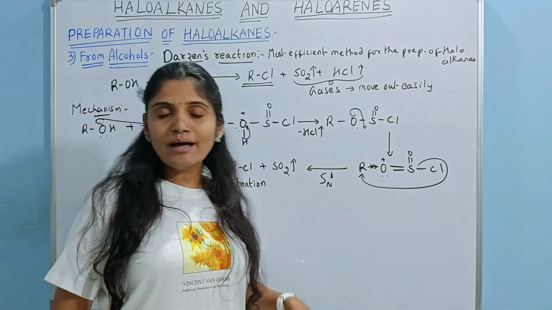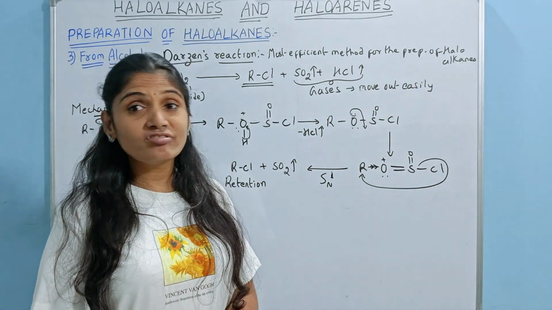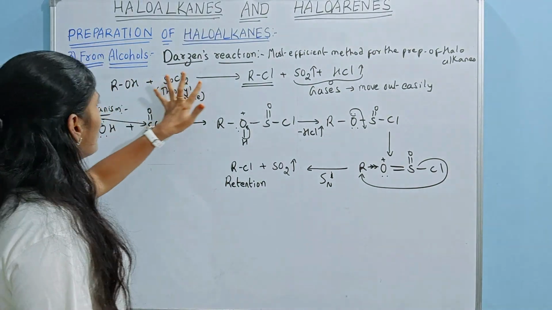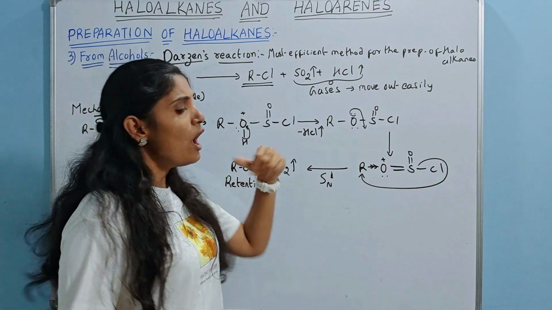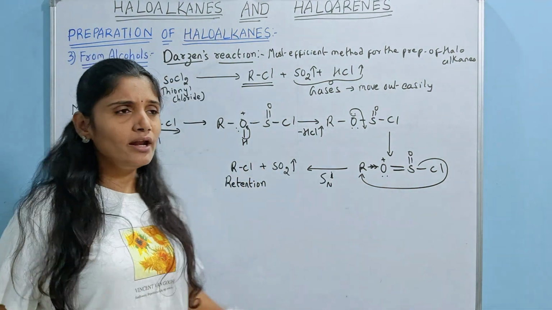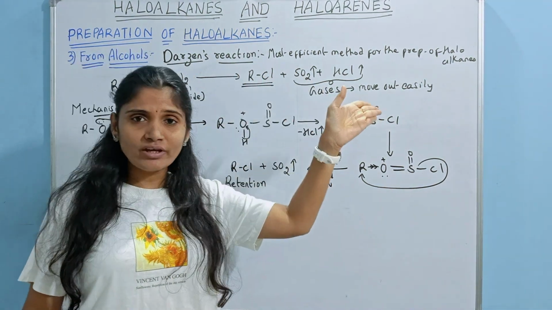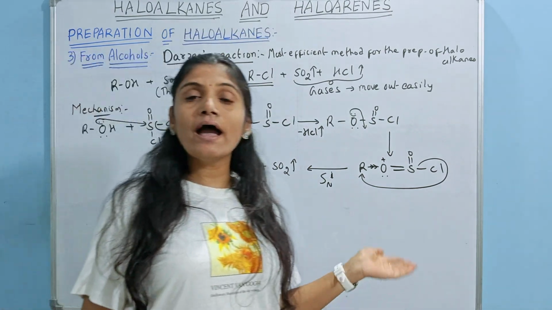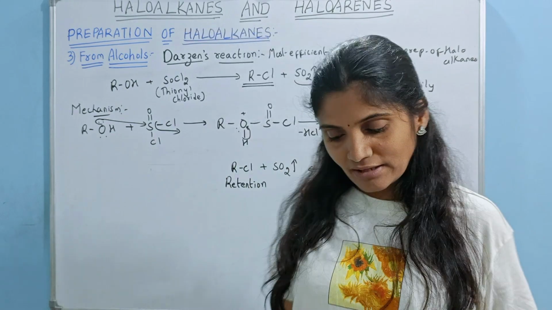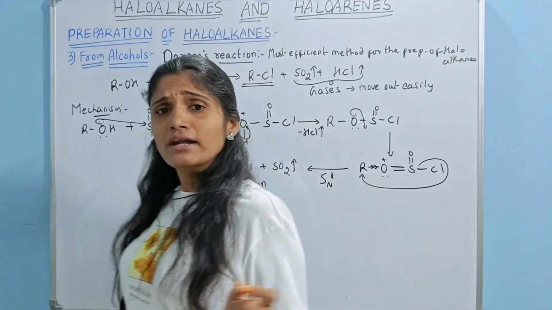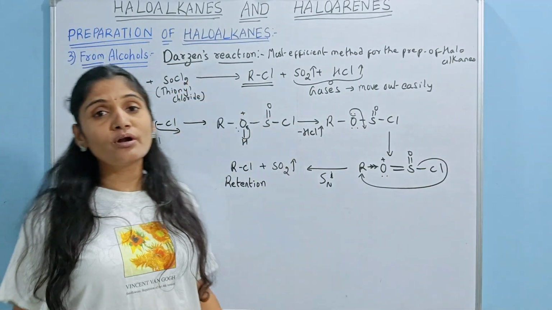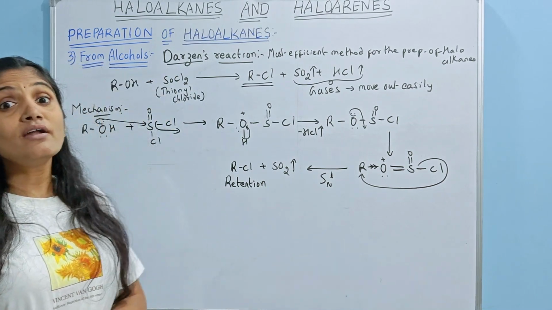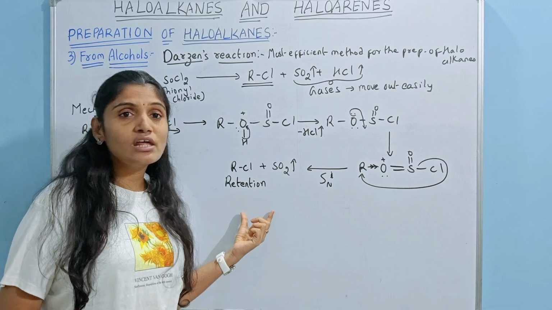But in the exam, sometimes they give the same reaction in the presence of pyridine. If they don't mention pyridine, you will get RCl plus SO2 plus HCl with a retention of configuration. Now, in the exam, if they have used pyridine, it doesn't mean that your products will change. The products will still remain the same. But the difference will be there with the configuration.